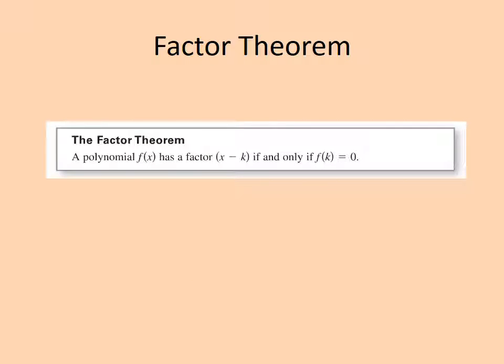The factor theorem states that a polynomial f of x has a factor x minus k if and only if f of k equals 0. So that means if your 0 is in fact k, and you plug k into the original function and you simplify, you'll get 0.